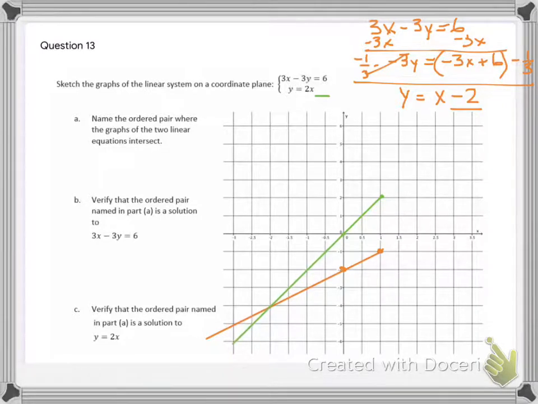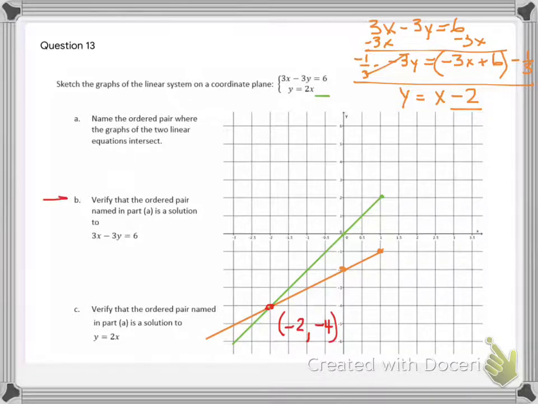And there we go. And it looks like we cross right there, and that is the point negative 2, negative 4. So I believe negative 2, negative 4 will be our solution to this system. And now we just have to check it.